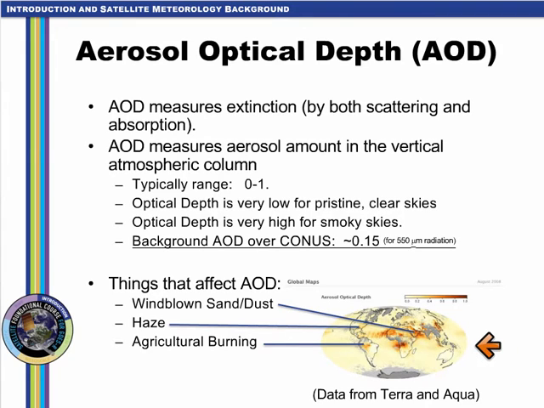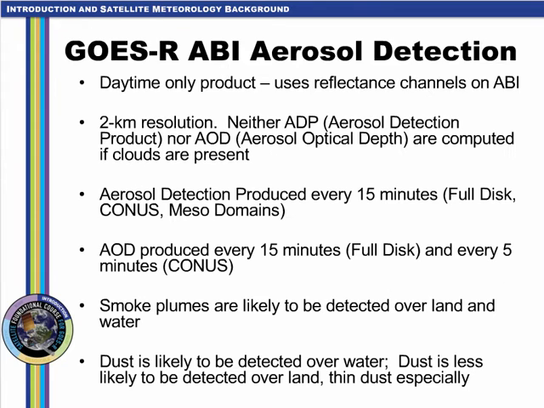The inset map shows AOD from MODIS on Terra and Aqua for a day in 2008. AOD can be affected by a variety of events as noted. The aerosol detection product, ADP, is created using reflectance values, so it's a daytime-only product. ADP has 2-kilometer resolution. This is the poorest resolution of the reflectance channels. It's not computed if clouds are present.